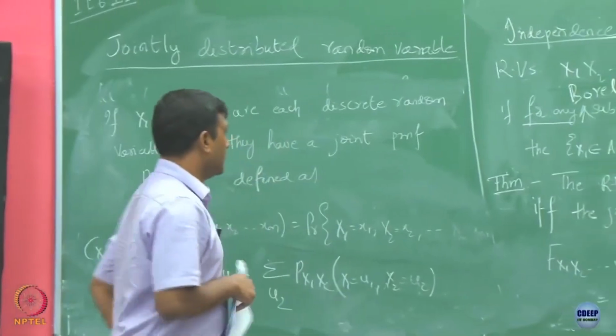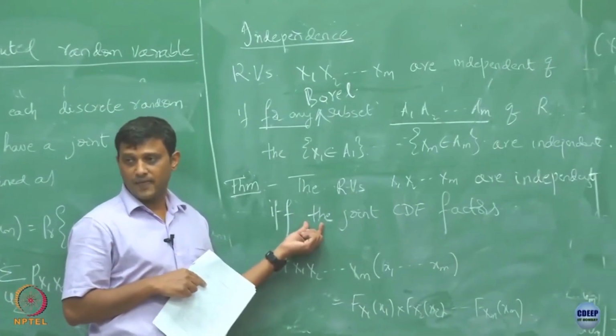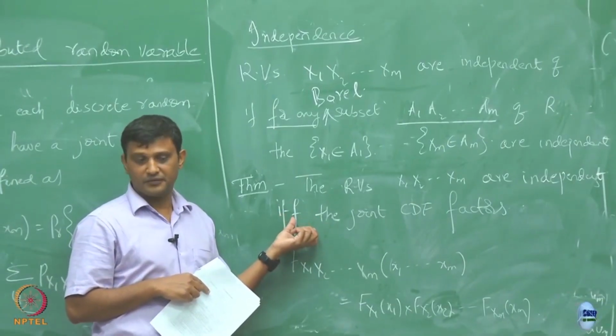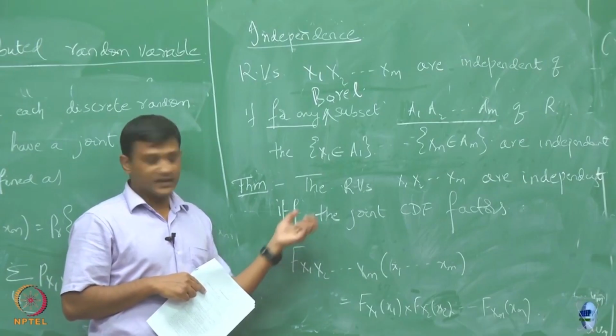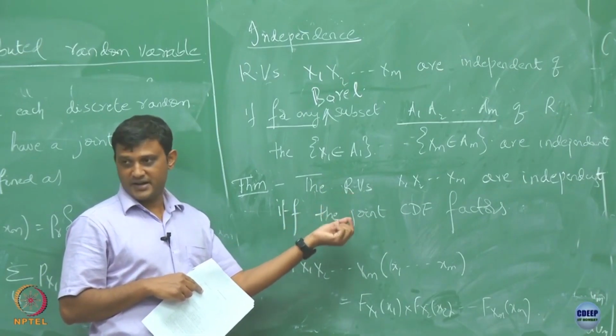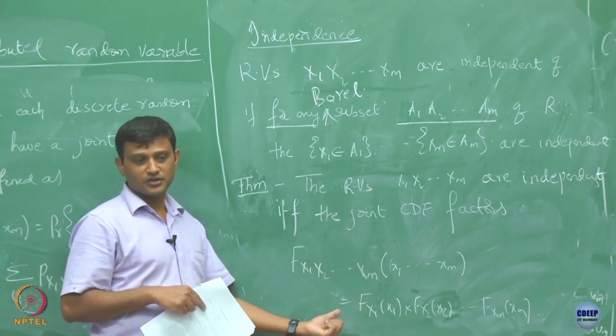Okay, fine. So if I say, and notice that this is an if and only if condition, right? If I say my random variables x1, x2, all the way to xm are independent, then you just need to check that their joint distribution splits.